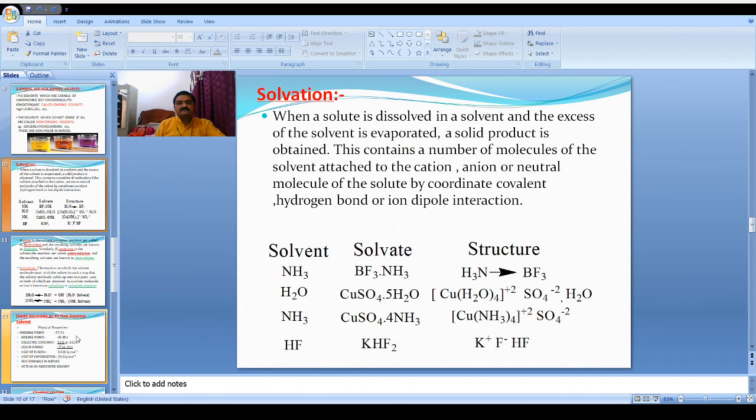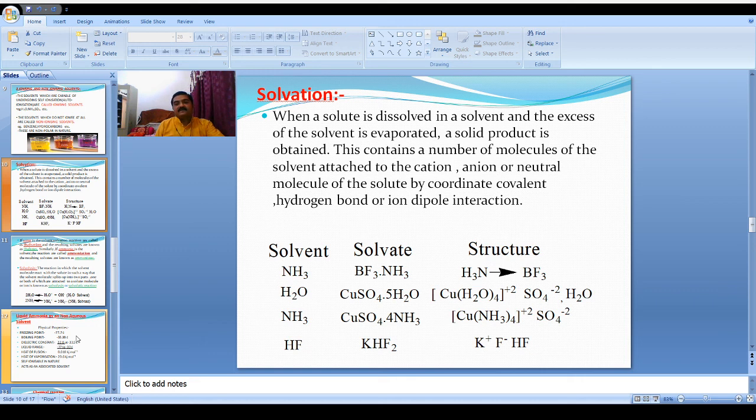Solvation: when a solute is dissolved in a solvent and the excess solvent is evaporated, a solid product is obtained. This contains a number of molecules of the solvent attached to the cation, anion, or neutral molecule of the solute by a coordinate bond.